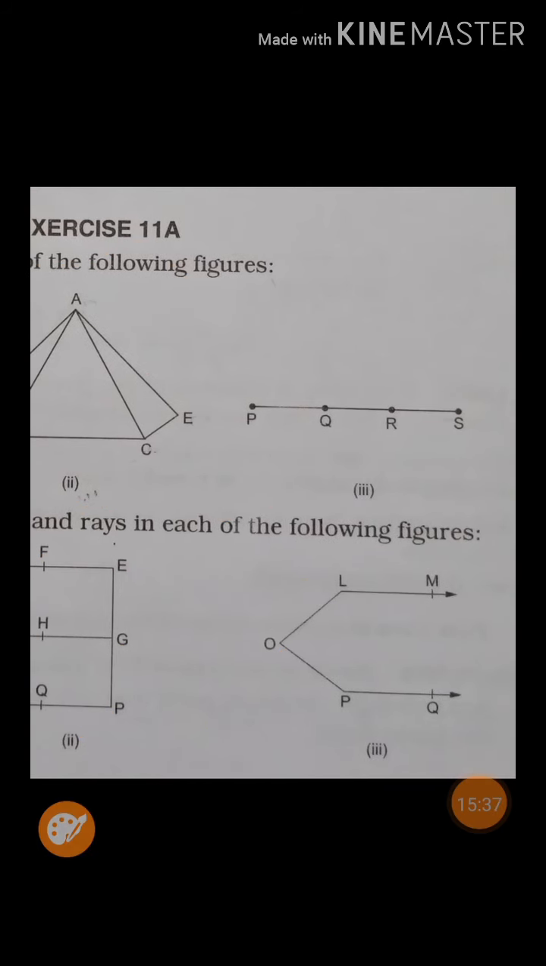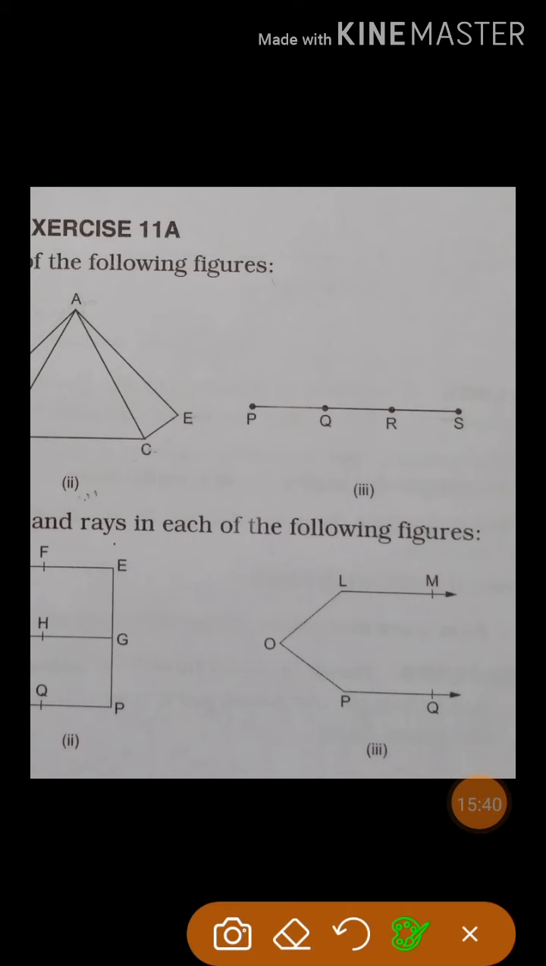And see the other one, the third one I am also doing. You can see how many line segments are here. Firstly PQ. Then from P to R, this is also a line segment, so PR. Then from P to S, this is also a line segment, so PS. Then from Q, QP and PQ are the same thing, so we are not writing. Then QR, so we are writing QR. QR is also a line segment. Then QS is also a line segment.